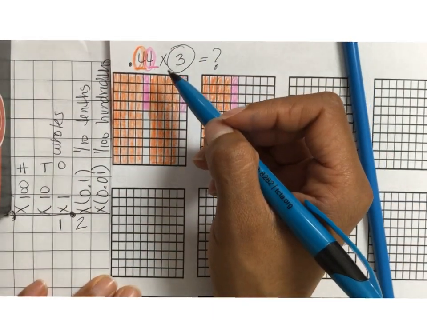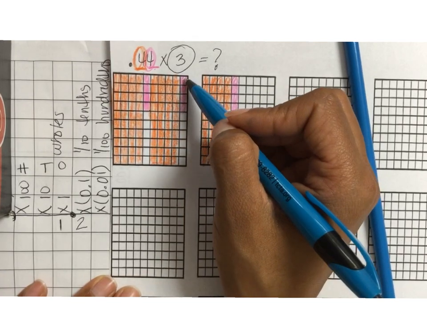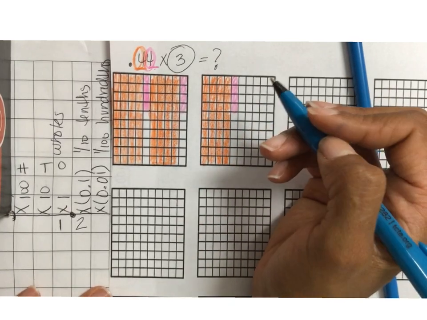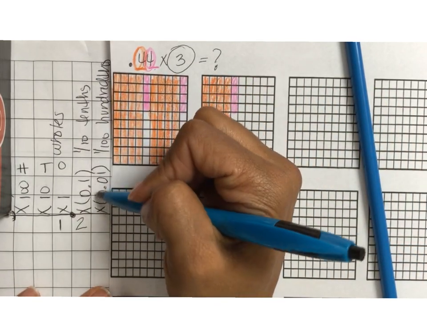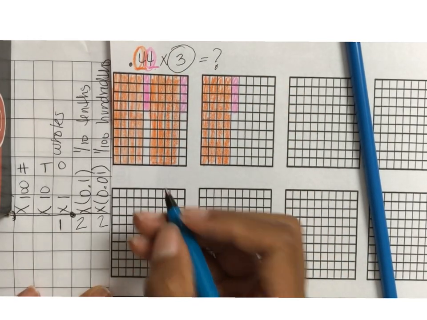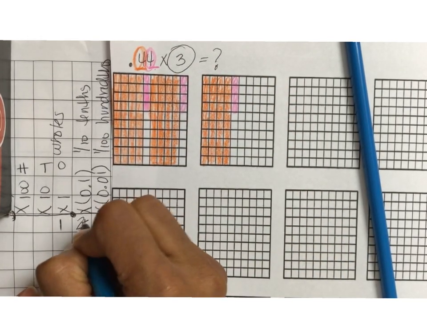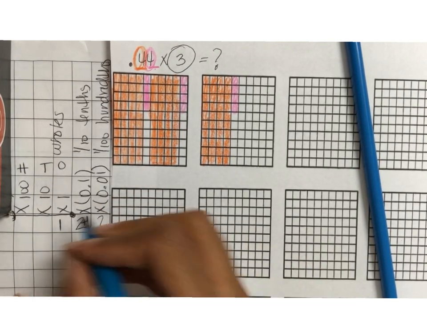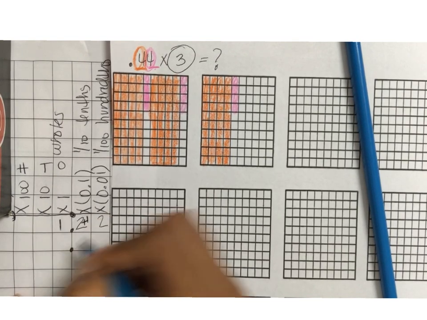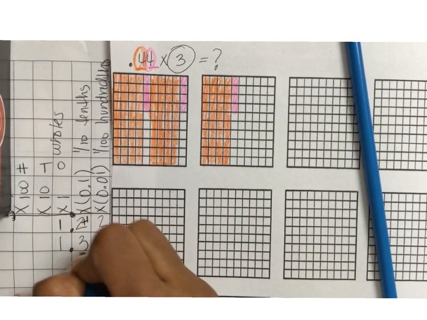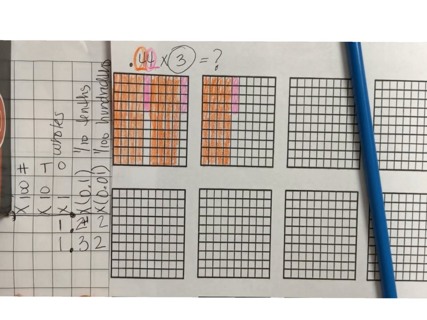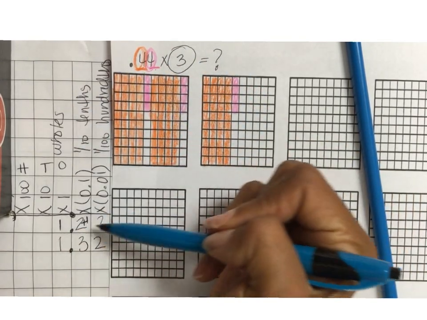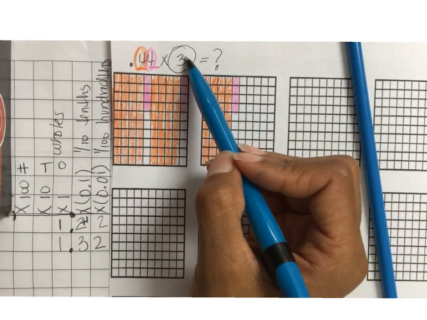Now I can count my hundredths. 1, 2, 3, 4 hundredths, 5, 6, 7, 8, 9, 10, 11, 12. I have 12 hundredths. So under my hundredths place value, I'm going to write my 2. And again, just like with regular addition, I have to carry the 1 over to the next place value. So I don't have 1 and 22 hundredths. I have 1 and 32 hundredths. And that's how I would figure that out using my grids and my place value chart when I'm multiplying times a whole number.